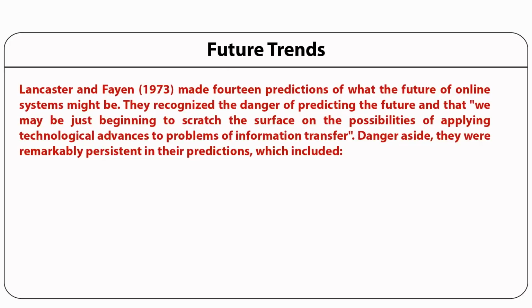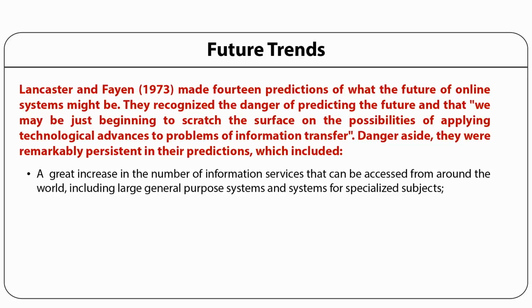Future trends. Lancaster and Fian in 1973 made 14 predictions of what the future of online systems might be. They recognized the danger of predicting the future and that we may be just beginning to scratch the surface on the possibilities of applying technological advances to problems of information transfer. Danger aside, they were remarkably persistent in their predictions, which included a great increase in the number of information services that can be accessed from around the world, including large general purpose systems and systems for specialized subjects.